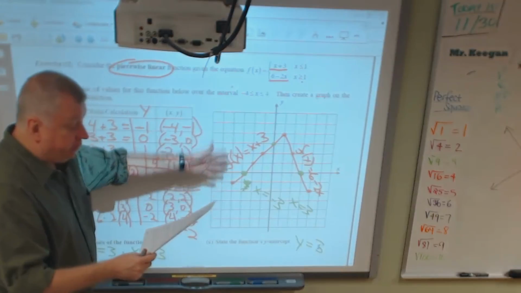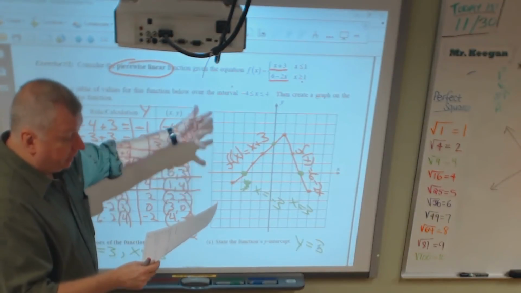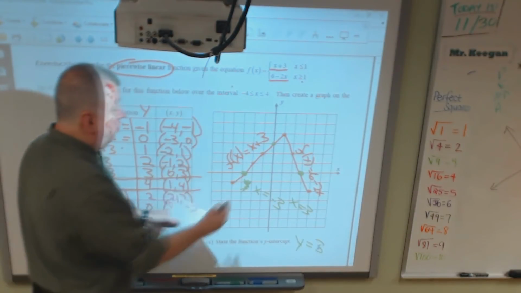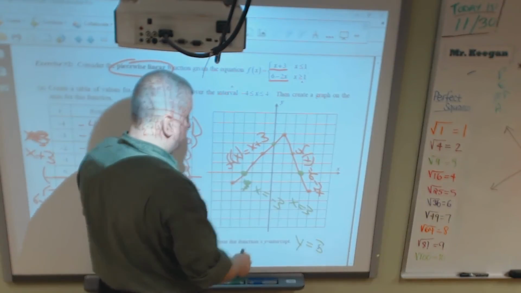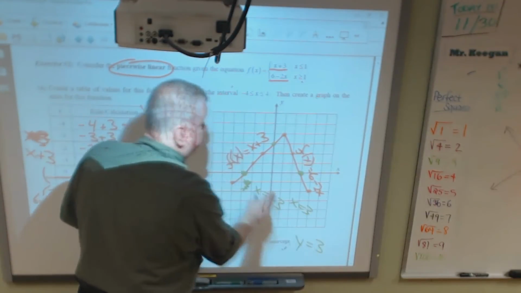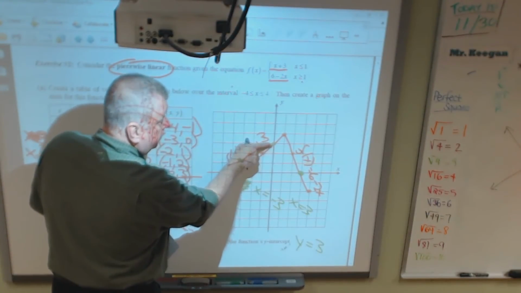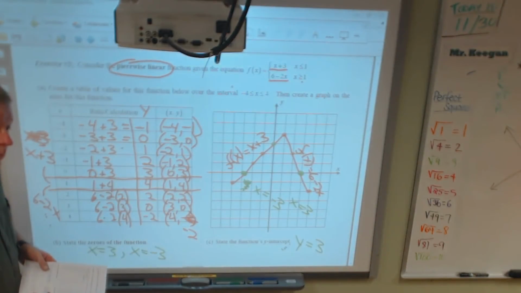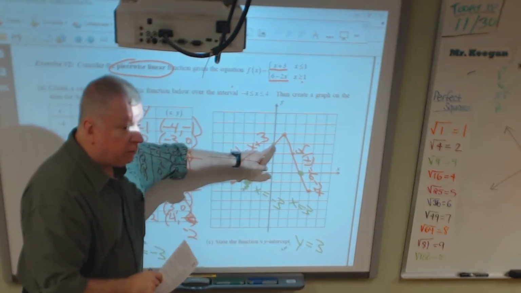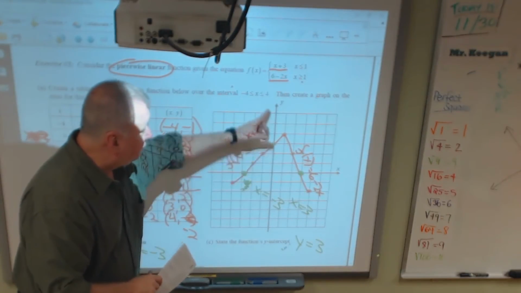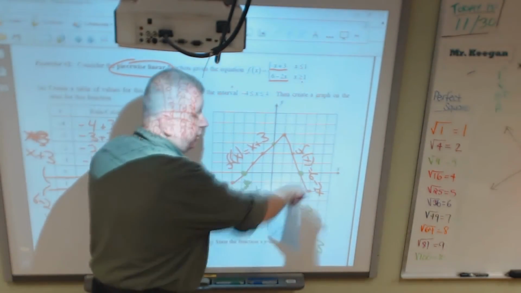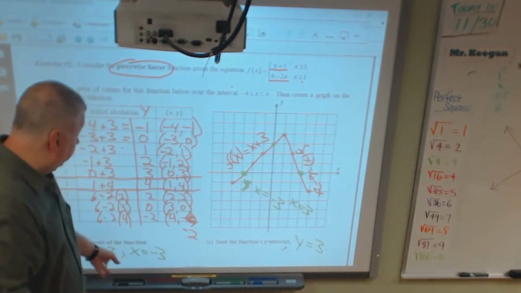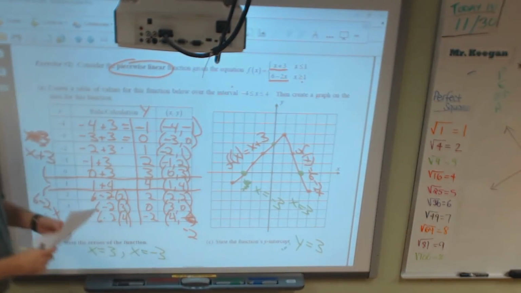Then it says, give an interval over which the function is increasing and give one over which it's decreasing. What number is that right there? Y equals 3. That's the y-intercept, and these are the two x-intercepts. They're all 3. One's a negative.